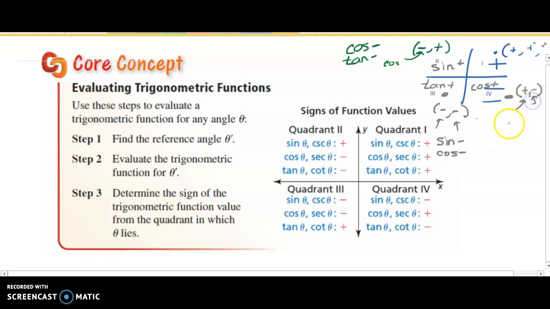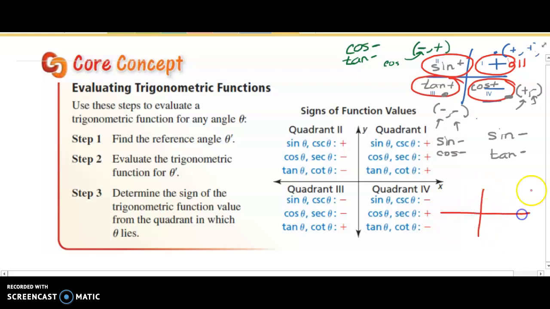Okay, my sine would be negative, and if tangent is sine over cosine, a negative over a positive, that would make my tangent negative as well. Basically, all the functions in the first quadrant are positive. Only sine in the second quadrant, only tangent in the third quadrant, and only cosine in the fourth quadrant are going to be positive.